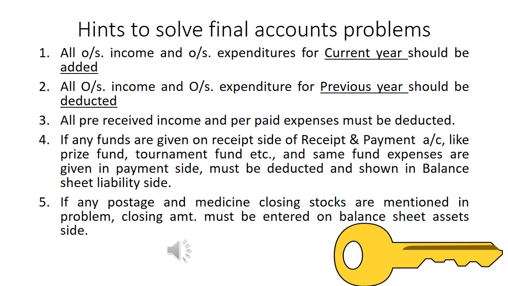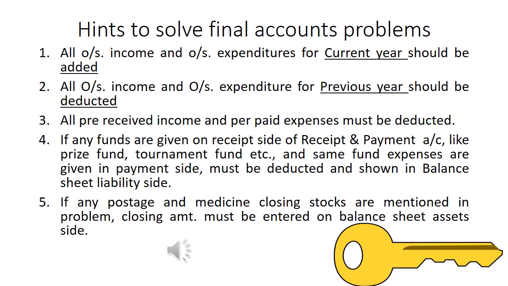At that time, what you have to do: on the income and expenditure account debit side, you have to take the medicine opening balance, then adjustment. They will give you the closing balance of medicine, that has to be deducted in the income and expenditure account and shown in the outer column. And the same closing stock of the postage or medicine must be shown under the asset side of the balance sheet.